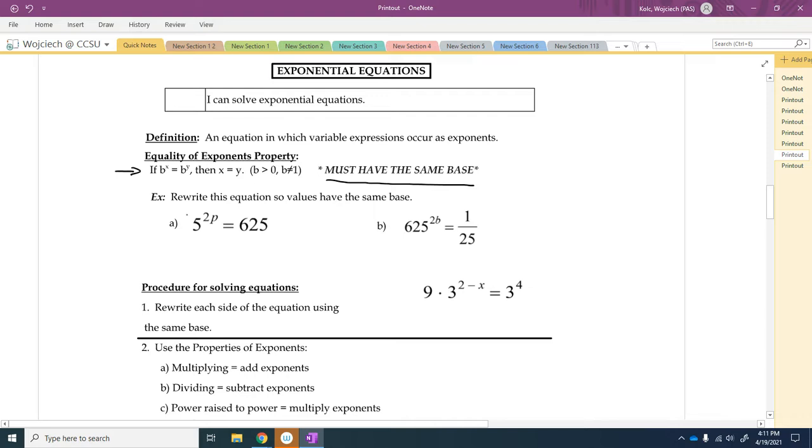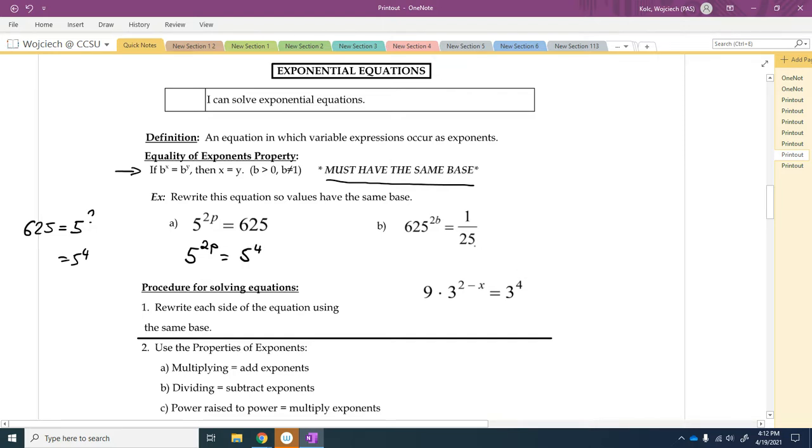So let's practice. How do I rewrite this equation so the values have the same base? The left side is 5 raised to the 2t power, and the right side is 625. The first question I want you to answer is, how can I rewrite 625 as 5 to something? 5 to the second is 25, 5 to the third is 125, 5 to the fourth is 625. So the left side is 5 raised to 2t, and the right side will be 5 to the fourth.